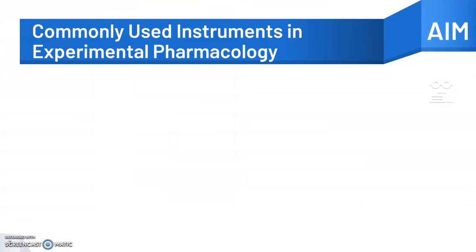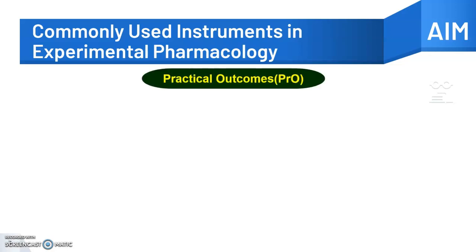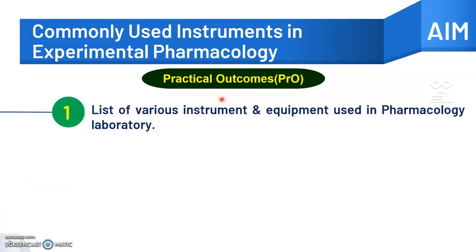So let us discuss the aim of today's practical: commonly used instruments in experimental pharmacology. What are the practical outcomes for today's discussion? Practical outcome number 1, the list of various instruments and equipments used in experimental pharmacology laboratory.